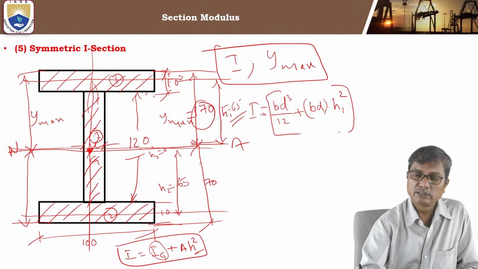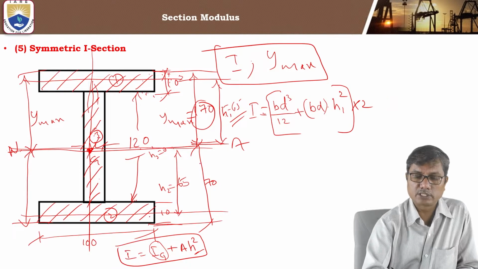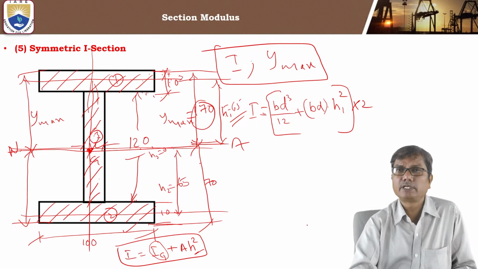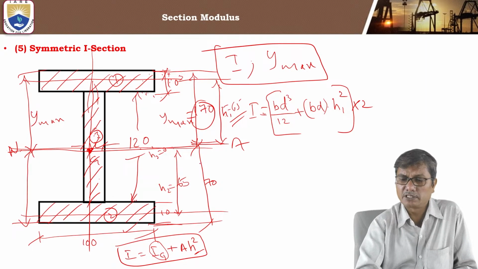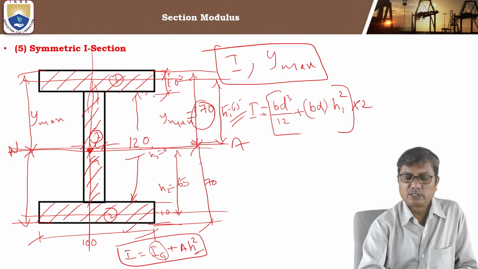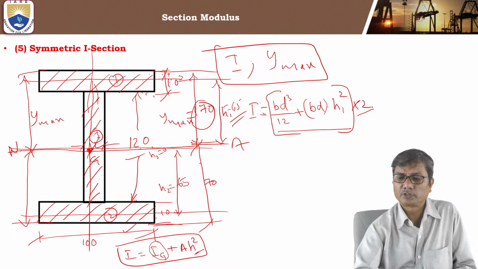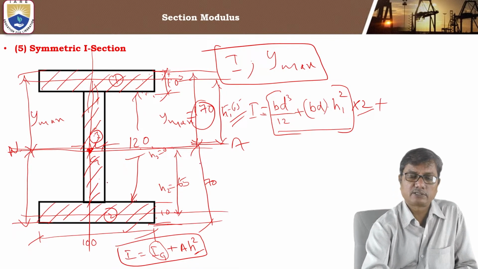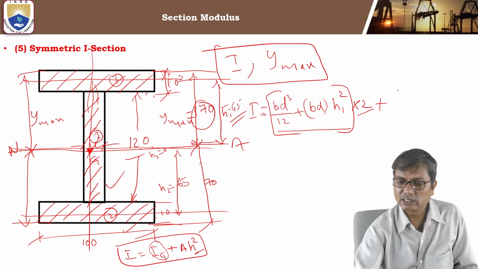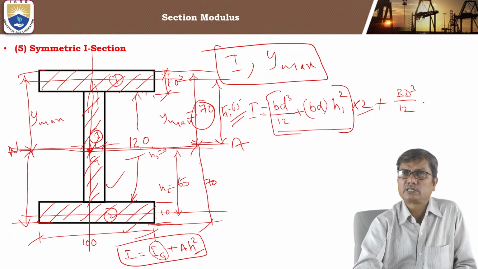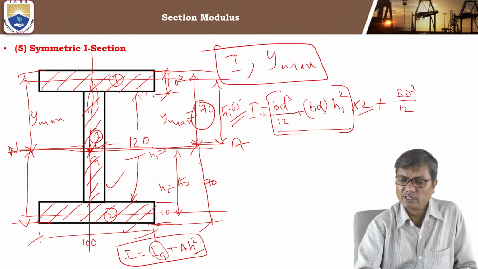Okay, this is multiplied by 2 because the bottom flange also is of the same area and is located at the same distance. So the bottom flange will have the same moment of inertia as this. So we can simply multiply by 2, plus the moment of inertia of the web portion, that is directly obtained as BD cube by 12 because the centroidal axis coincides here, h is 0.